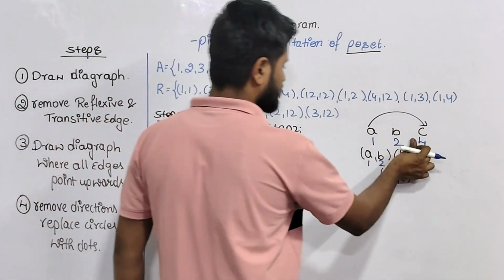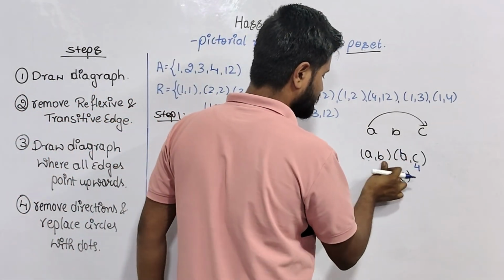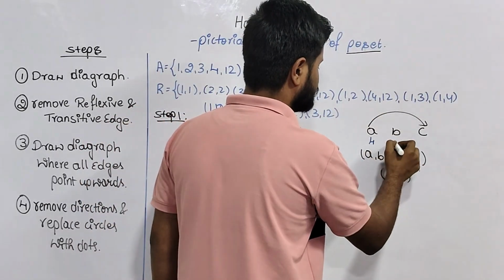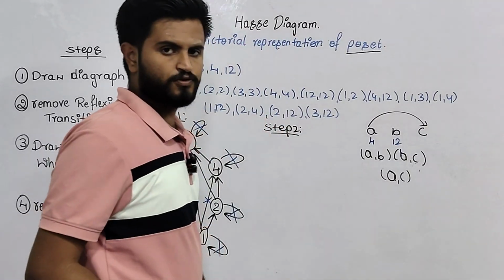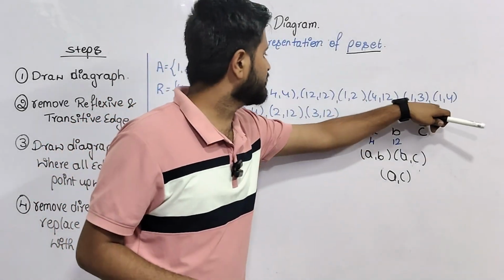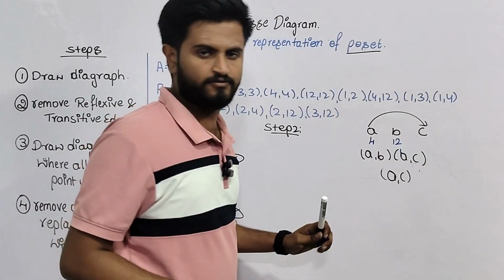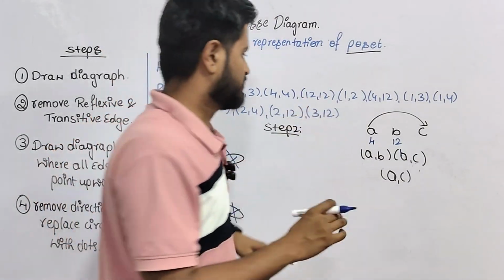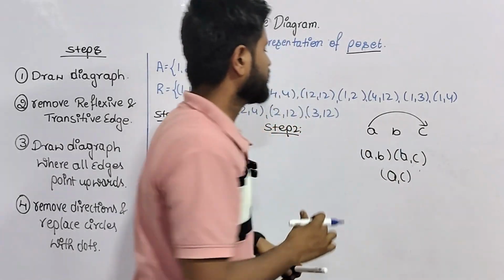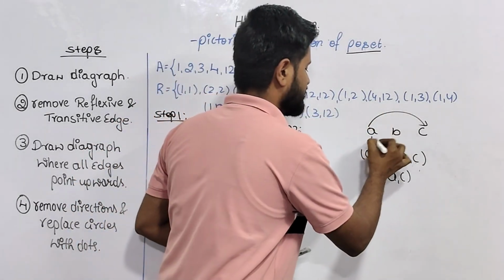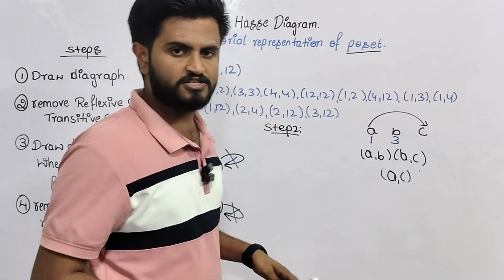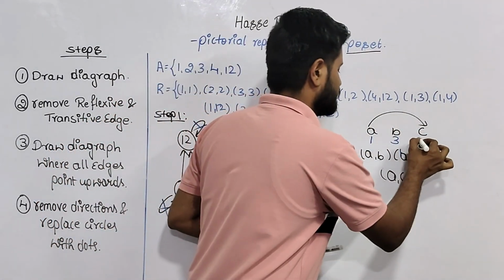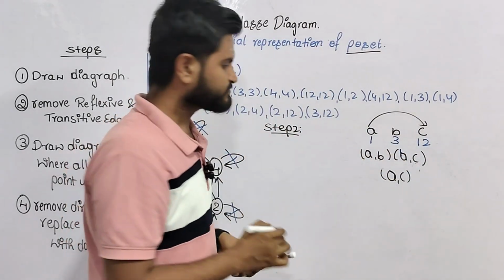Next, let's search one by one. 1 comma 2 is over now. Next, 4 comma 12. So A will be 4, B will be 12. Search for a relation which starts from 12. No relation is starting from 12, so you can't consider that one. Leave that one. 4 comma 12 is over. Next 1 comma 3. A value is 1, B value is 3. Search for a relation starting from 3. Here 3 comma 12, so C value is 12.